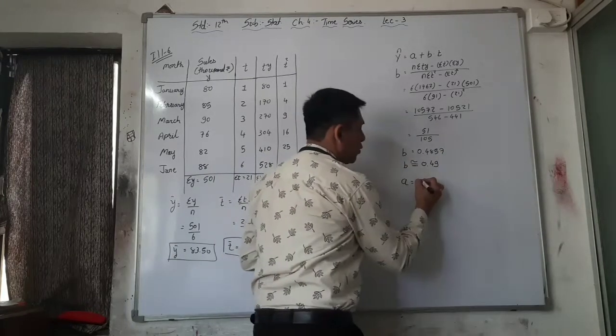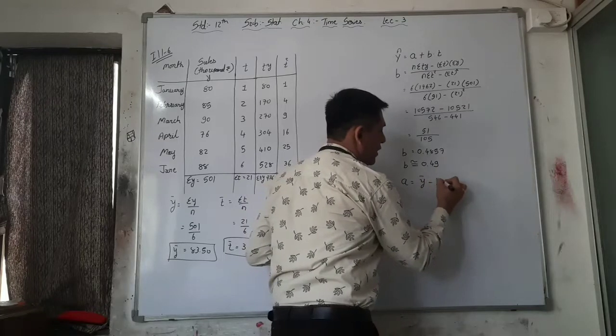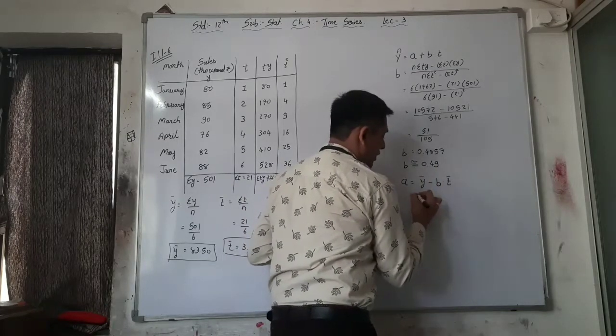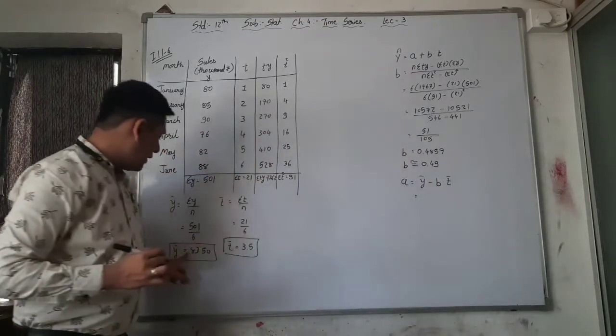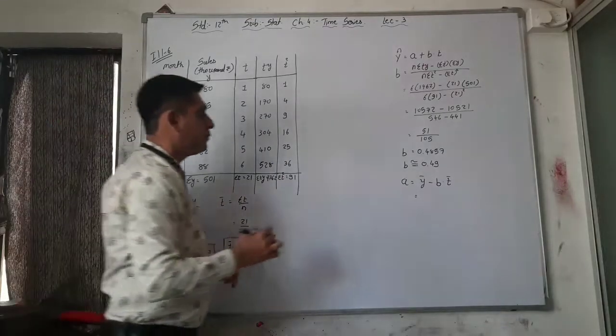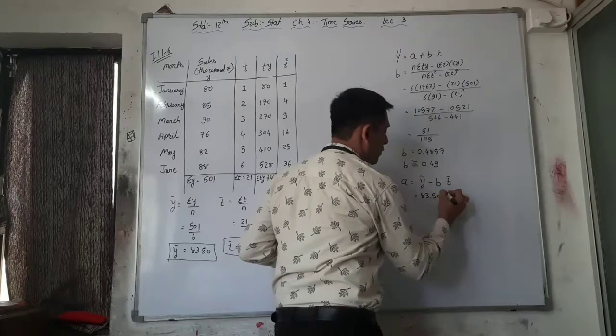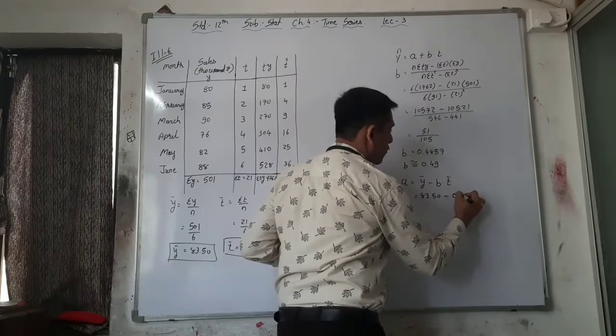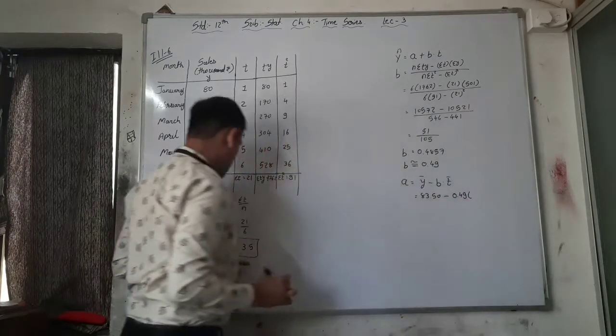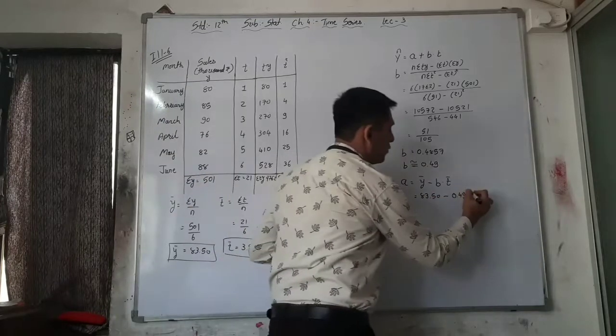A is equal to y bar minus B into T bar. What is your value of y bar? That is 83.50. Write down here. Minus 0.49. T bar is equal to what? 3.5.